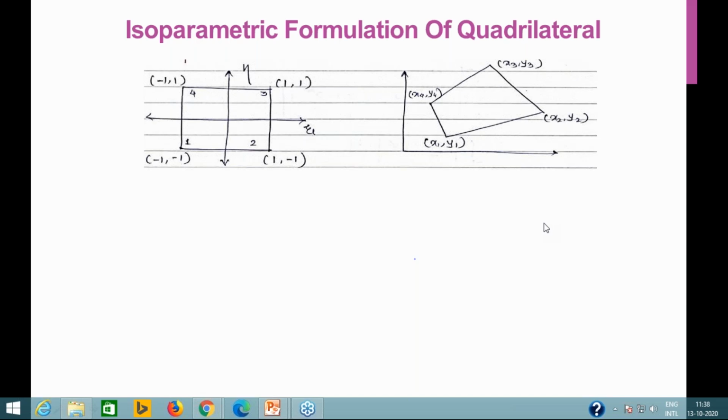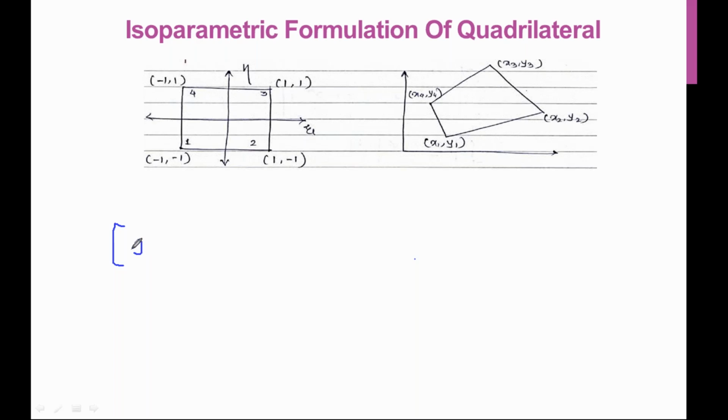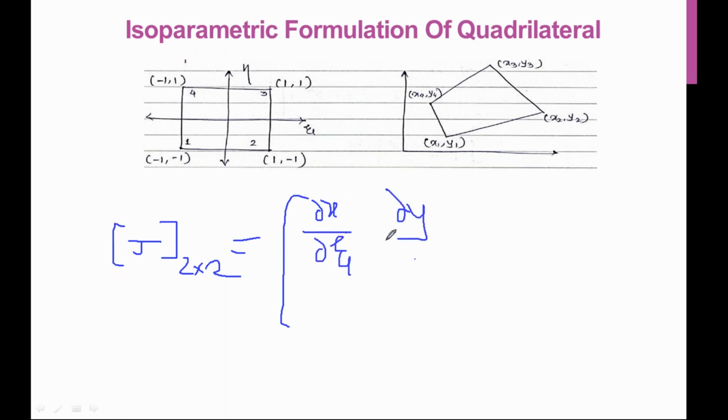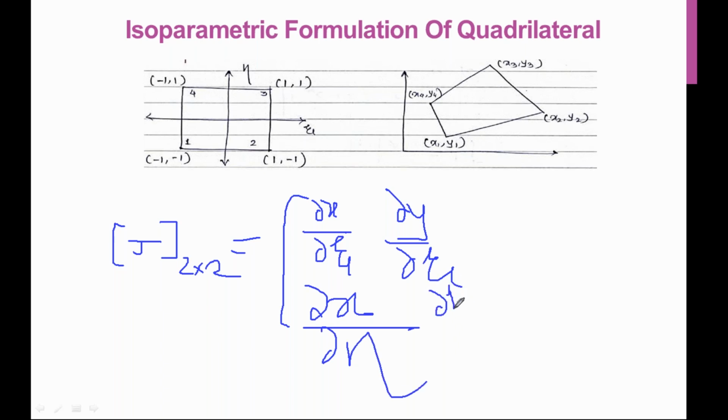Yes, your answer is right. See, whatever the element may be, your Jacobian matrix size remains 2 by 2. So it is not like the stiffness matrix. Your Jacobian matrix has del x by del zeta, del y by del zeta in the first row, and in the second row del x by del eta, del y by del eta. So it is always a 2 by 2 matrix.